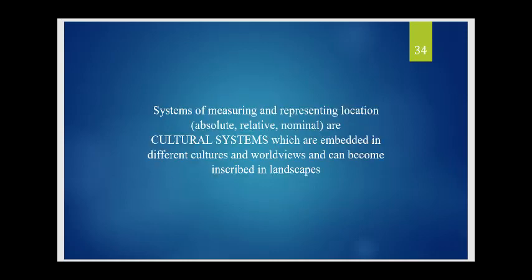It's important to know that the systems of measuring and representing location, whether absolute, relative, or nominal, are cultural systems which are embedded in different cultures and worldviews and become inscribed in the landscape. Each culture will have influence on the way in which space is described and perceived.